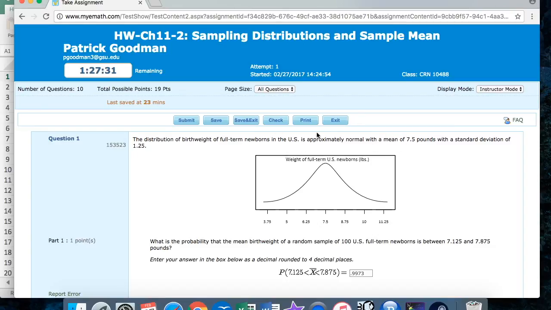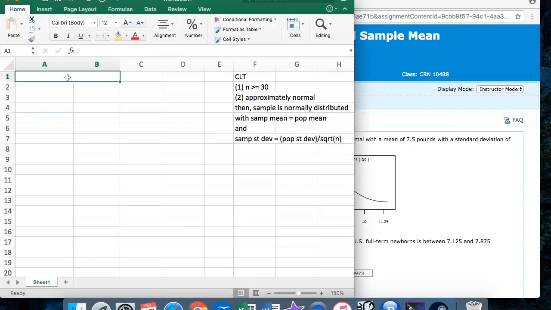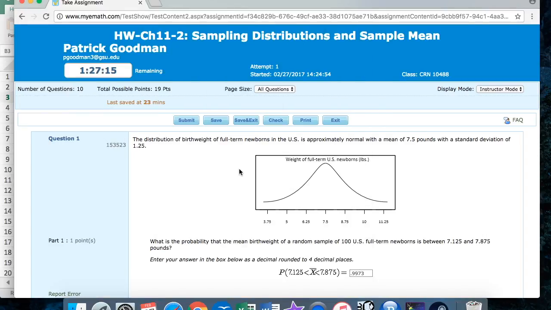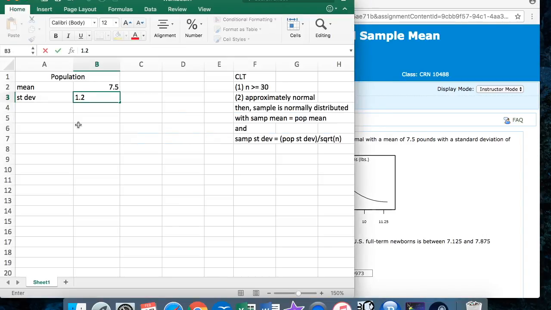So a mean of 7.5. This mean that it's talking about goes with the population, so it's one of our parameters. Our mean and our standard deviation, both of these under the population, are our parameters here, not our sample. And then they say our standard deviation for the population is 1.25.